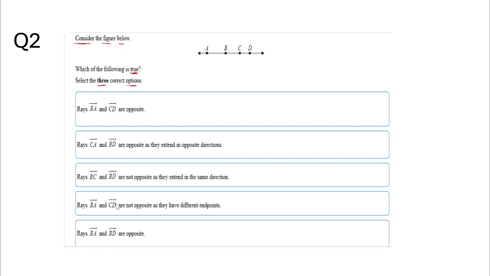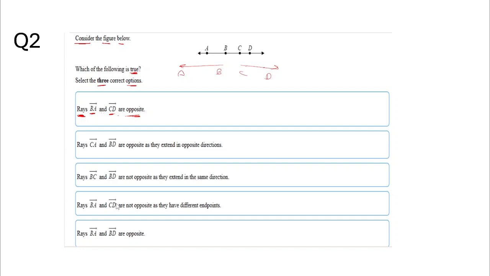Number 1 says ray BA and CD. BA is moving this way, and CD, I have CD here. They are opposite, that's right, but to say they are opposite rays, they have to have the same endpoint.